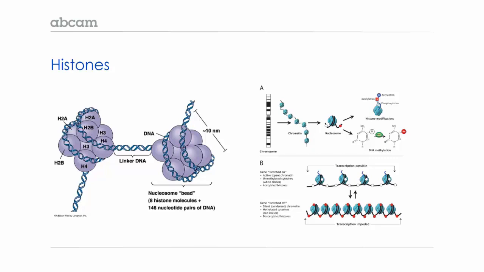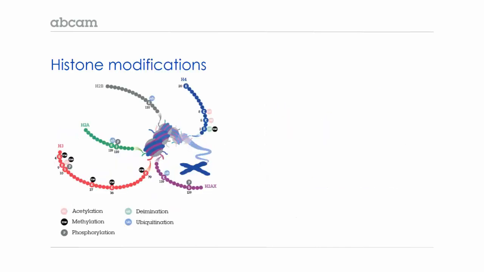Histone modifications, along with DNA methylation, are the main epigenetic mechanisms that control gene transcription. When a gene is switched on and transcription is possible, the chromatin is open and relaxed so that transcription factors and other binding elements can bind freely to promoters. When a gene is switched off and transcription is impeded, the chromatin structure is condensed so that these factors can't bind to the DNA. Here is a diagram of some of the different modifications that occur on the histone tails.